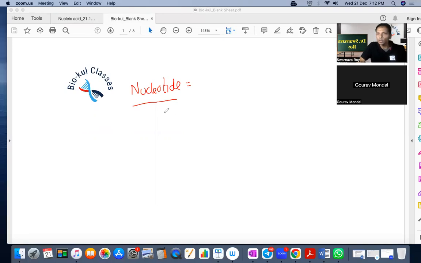So first, a nucleotide is made up of, number one, a sugar, then a nitrogenous base, and finally a phosphate. So these three components make it a nucleotide.